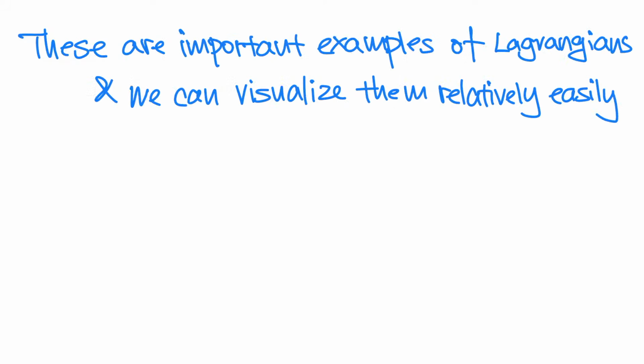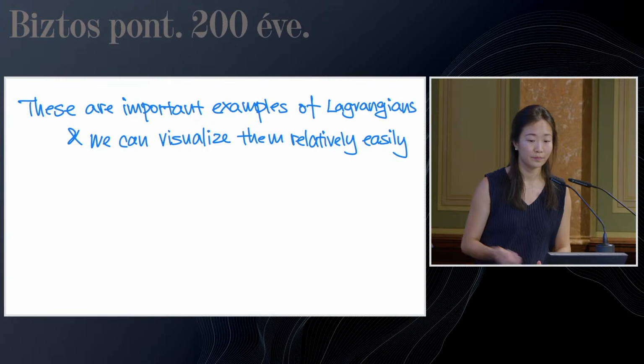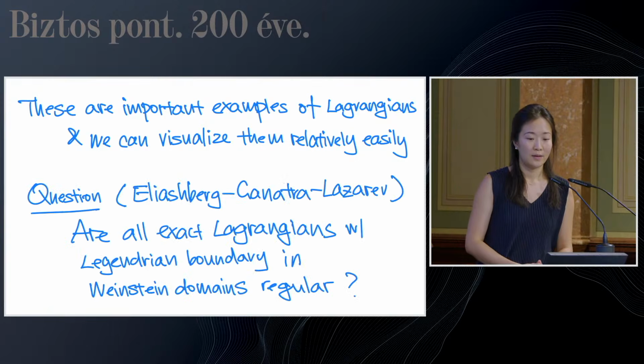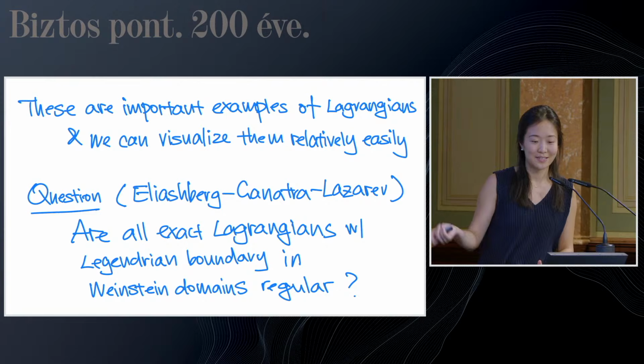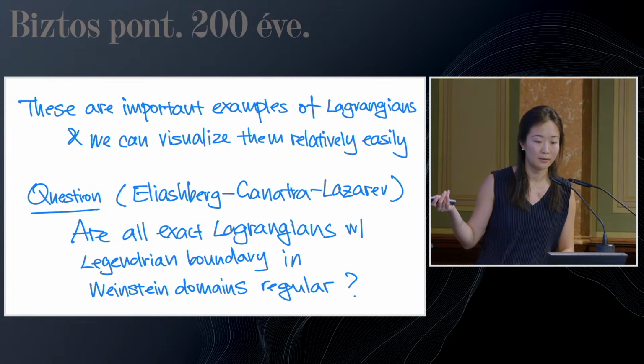So these regular Lagrangians are important examples of Lagrangians, and we can visualize them relatively easily. And you may ask, as was asked in the paper by Eliashberg and Lazarev, are all exact Lagrangians with Lagrangian boundary in Weinstein domains regular? So this is asking how common regular Lagrangians are in the space of Lagrangians. Questions?